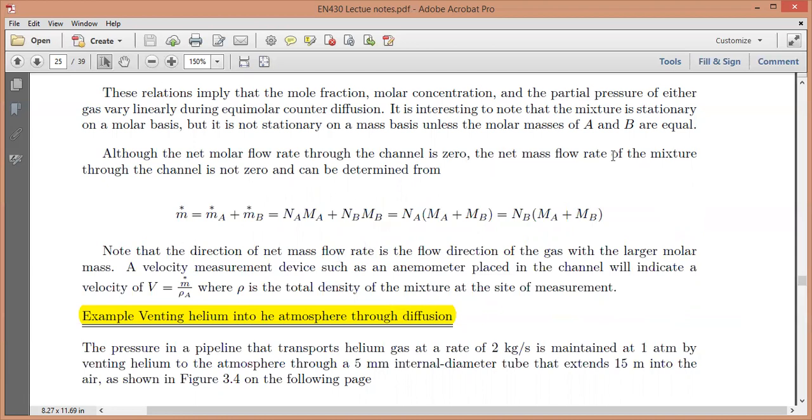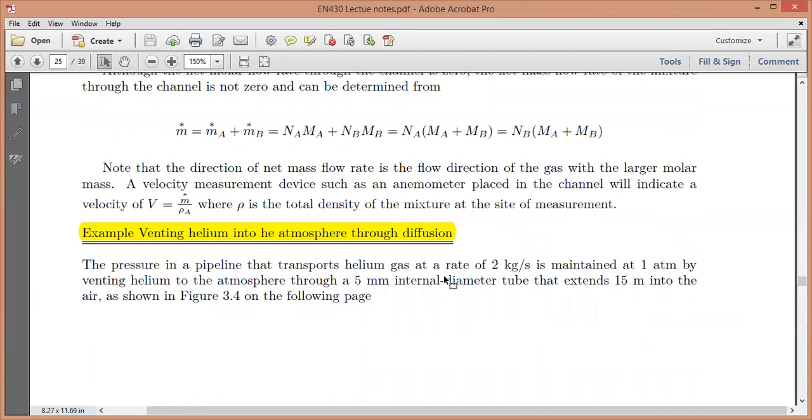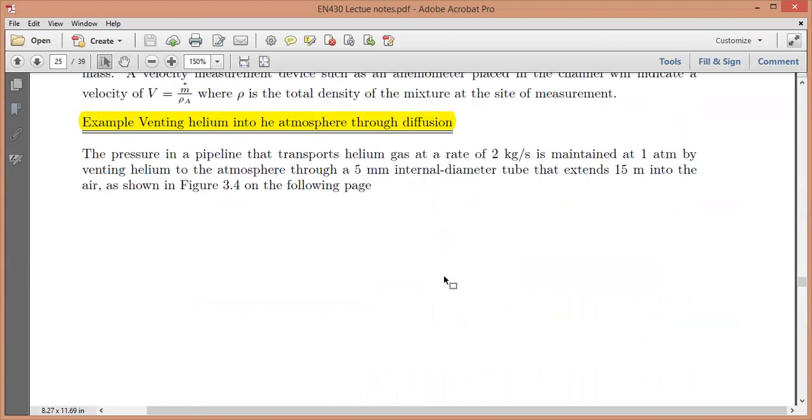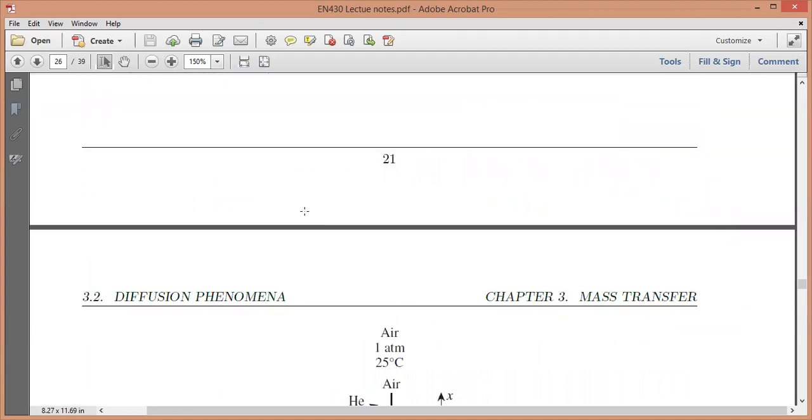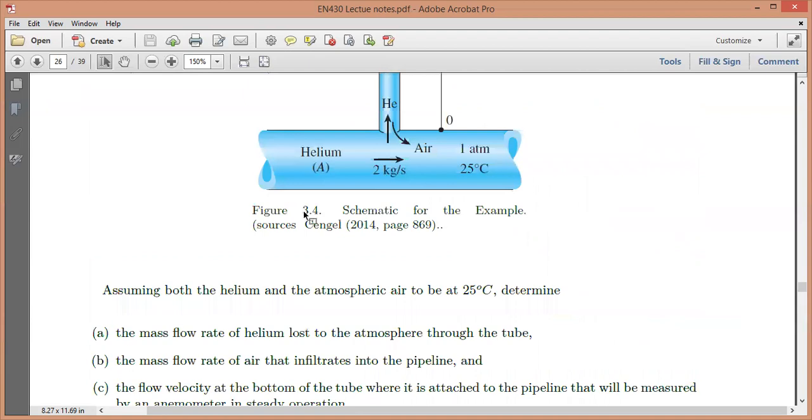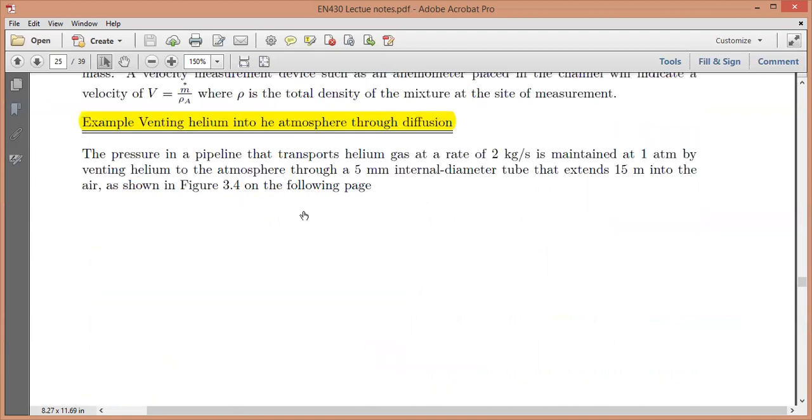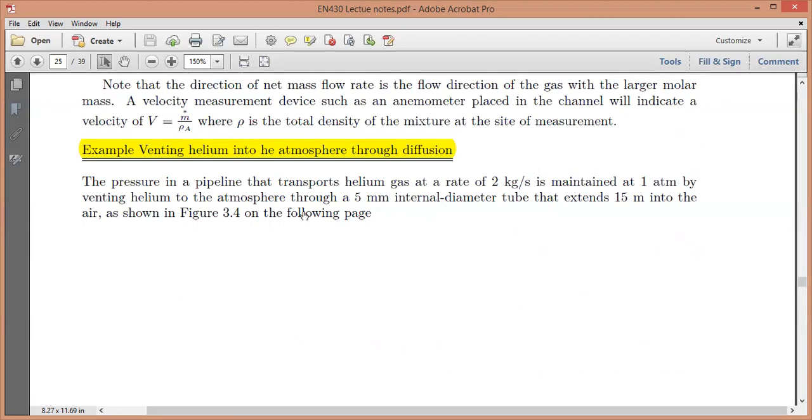Let's ignore this one. I want us to look for a question where we'll be able to apply this. Let's try this one here before we move to an exam paper. There's this question on venting helium into the atmosphere. This is a typo, it's supposed to be T. Venting helium into the atmosphere through diffusion. You need to understand the question very well.